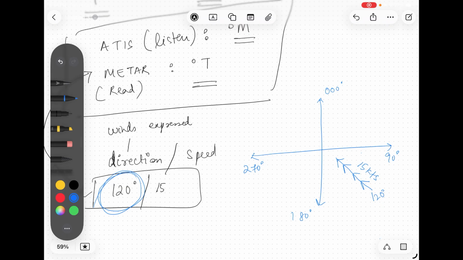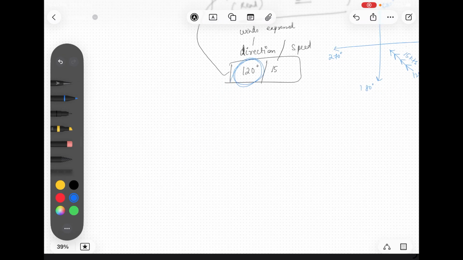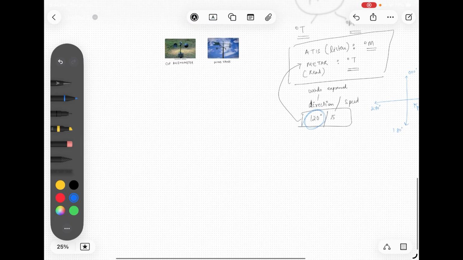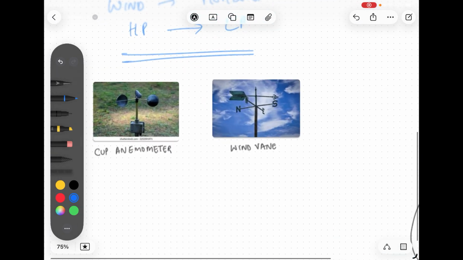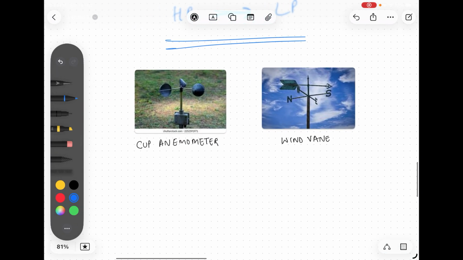Now how do we know what is the direction of the wind and what is the speed? There are instruments that cater for it. These instruments you must have seen at airports and maybe somewhere else where they are used to measure the wind speed and wind direction. So this is one and this is one. This is known as a cup anemometer. This gives you your wind speed. You can see the working online if you want. And the wind vane gives you the wind direction.